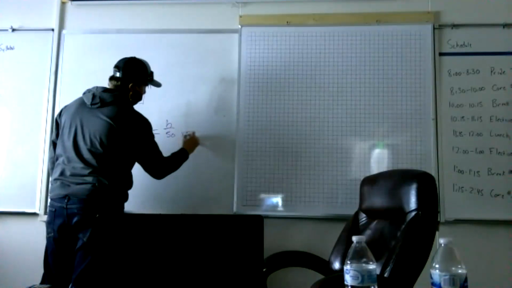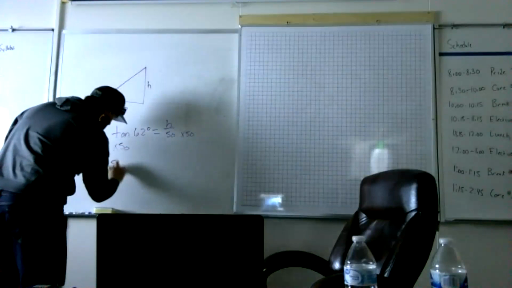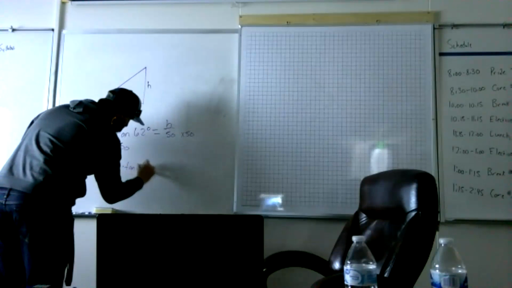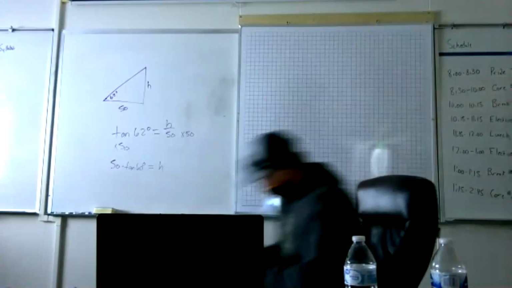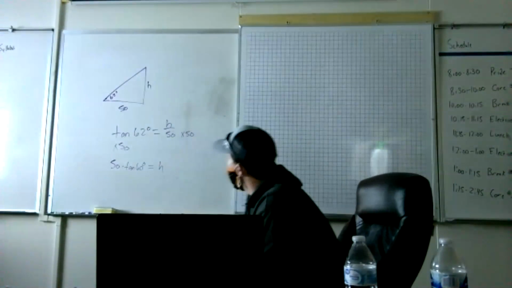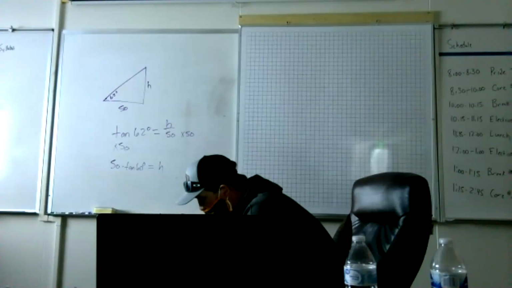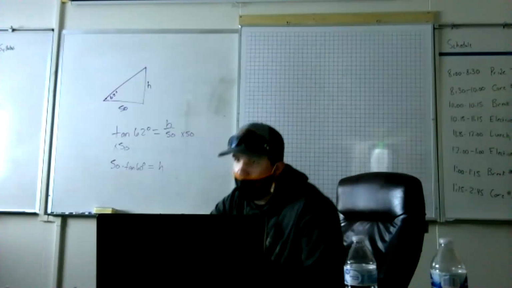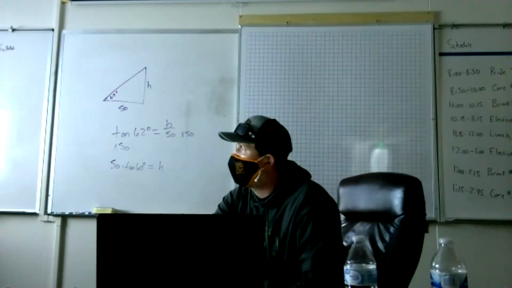We multiply by 50 on both sides to isolate the variable. We get 50 times the tangent of 62 degrees, which is equal to h. Plug that into a calculator. Tangent of 62, plus 6 feet is going to be about 100 feet tall.